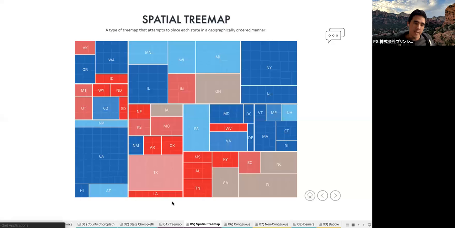If you're looking for a specific state, right? If you're looking for Texas, then you know to look at the bottom. Wisconsin would be up top.